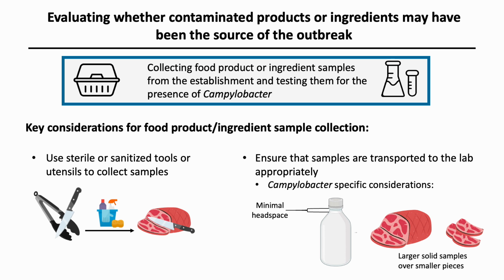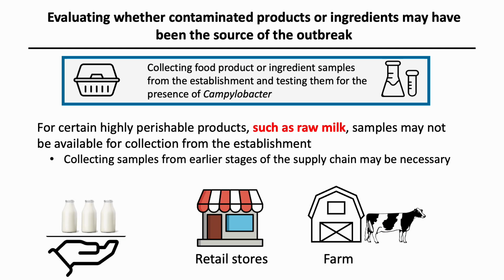More specifically, as Campylobacter is sensitive to atmospheric oxygen, proper sampling and packaging of samples to restrict access to atmospheric oxygen should be considered. For example, minimizing headspace in a container when sampling liquid samples, or sampling a larger piece of solid sample that is harder to be oxygenated in the center rather than cutting the larger piece into small pieces.